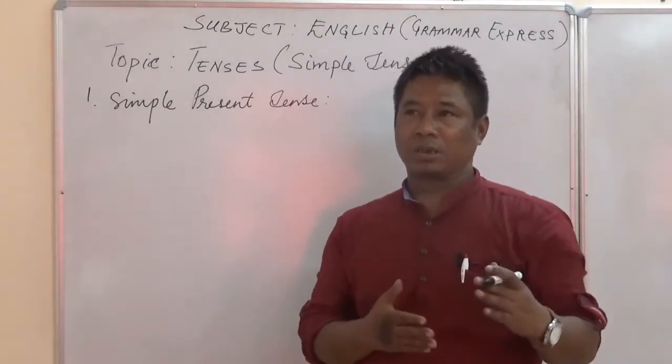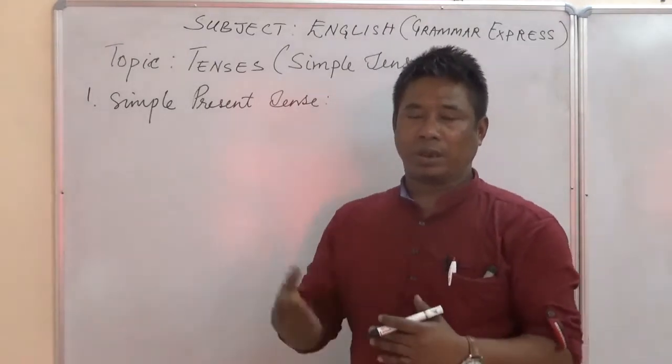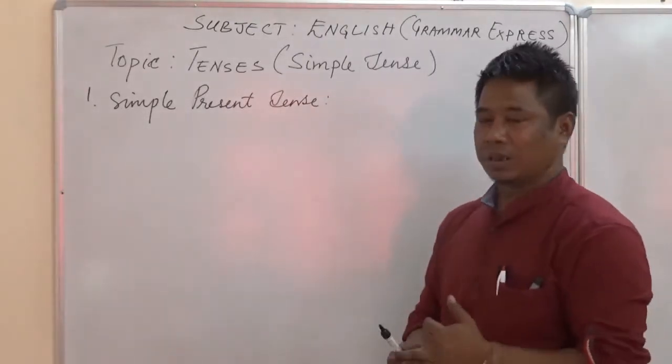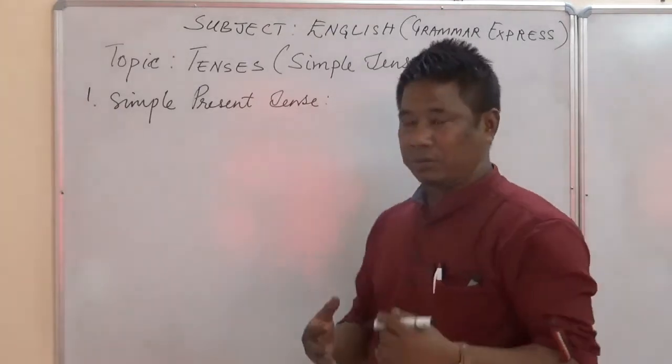One, present, past, and past participle. On the other hand, it is also said to be first form of the verb, second form of the verb, and third form of the verb. So we need to understand that, okay.